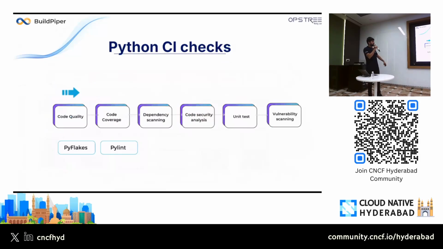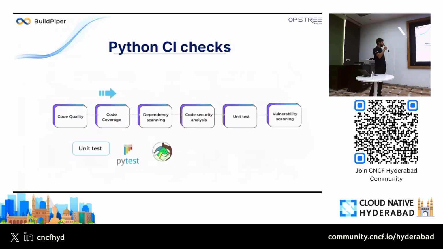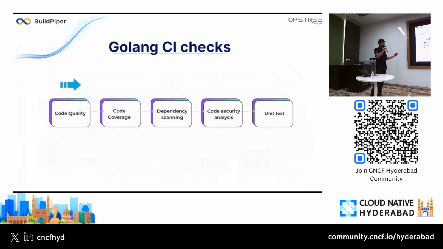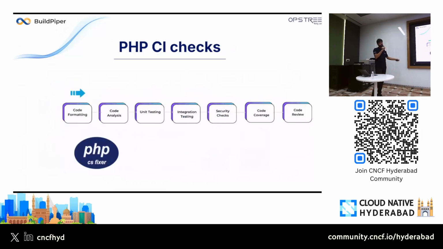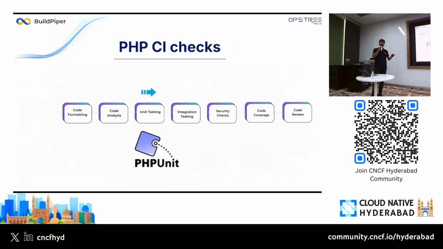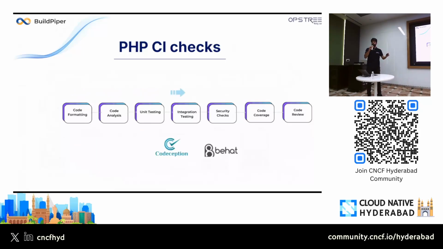Then we have Python-specific checks where you are using PyTest, PySA, all these tools to do the Python-specific scans. Again, Golang-specific checks and PHP-specific checks. So now the question arises: is application code the only candidate for CI pipelines?